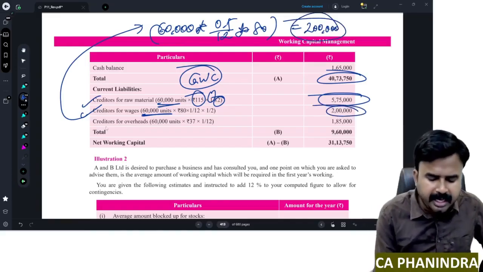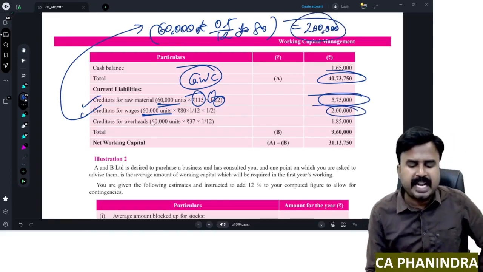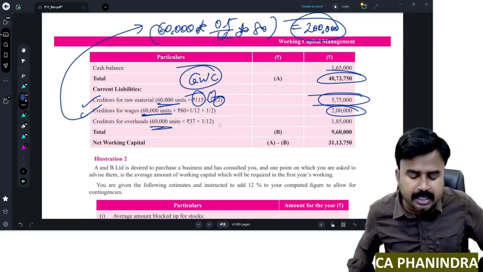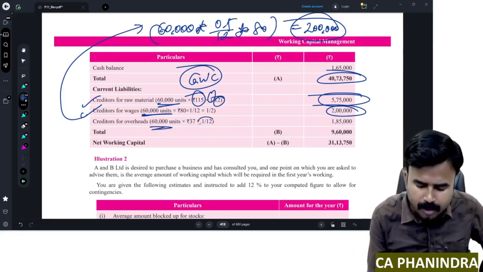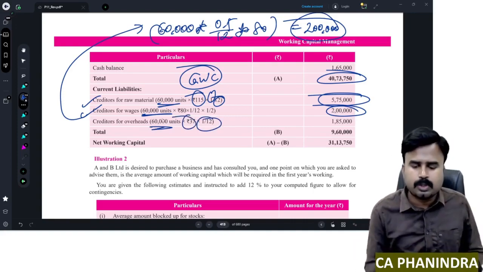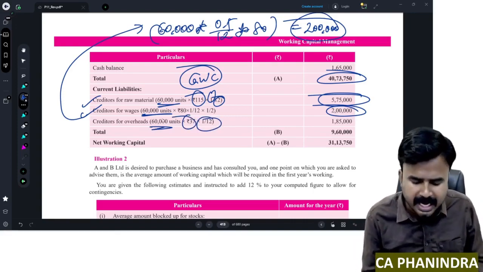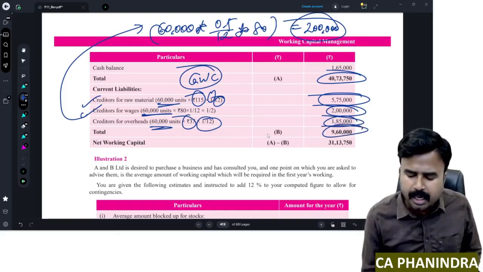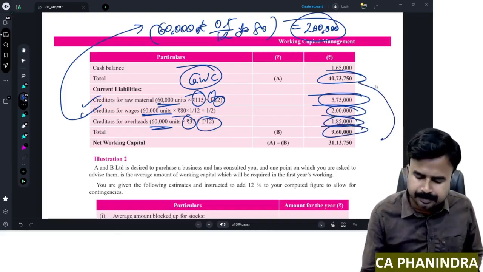Yes. Creditors for overheads. Outstanding overheads, the same formula. 60,000 units into, actually, it is 1 month time lag only. So 60,000 into 1 by 12 into 37 rupees overhead cost per unit. That gives me what outstanding overheads are, creditors for overheads. That is 1,85,000.